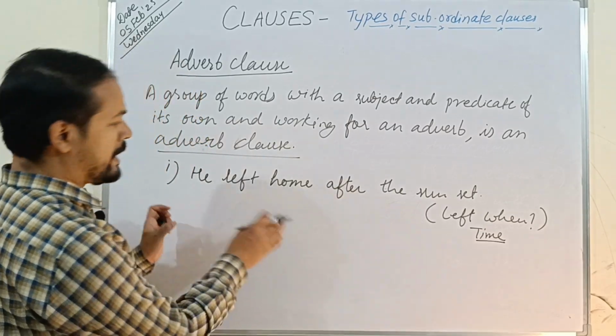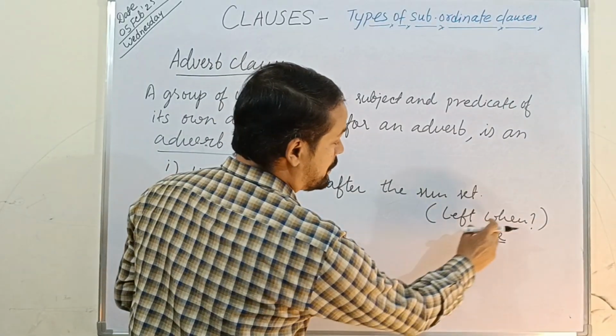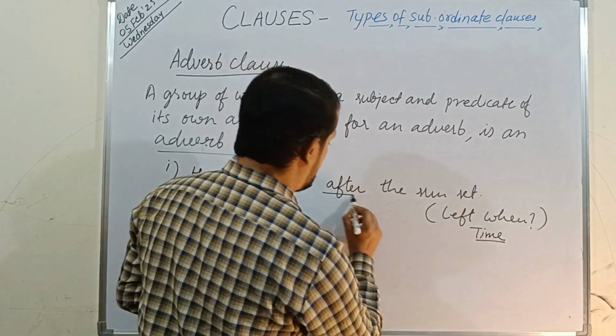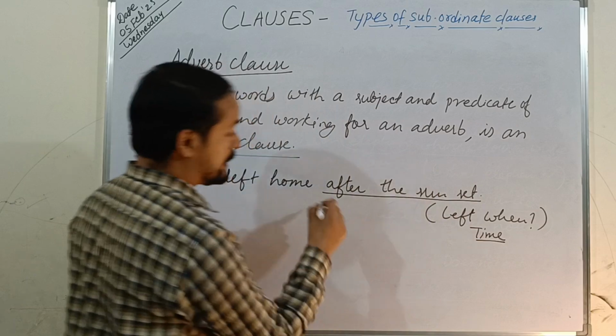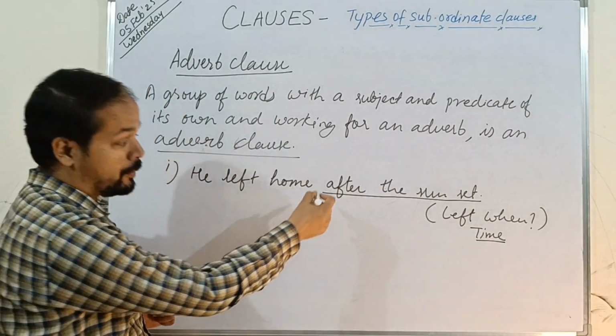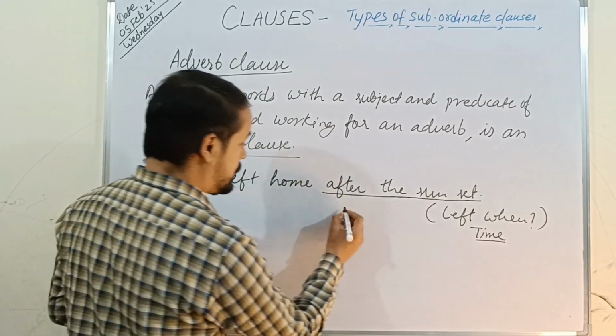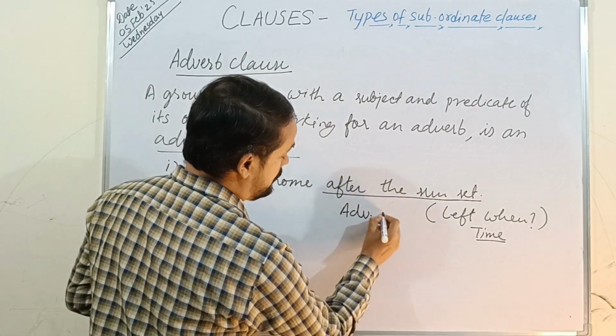Okay, so you simply have to ask yourself the question, left when? So you get the answer, after the sun set. This is the group of words, the subordinate clause, which is working as an adverb. All right, so here it is an adverb clause.